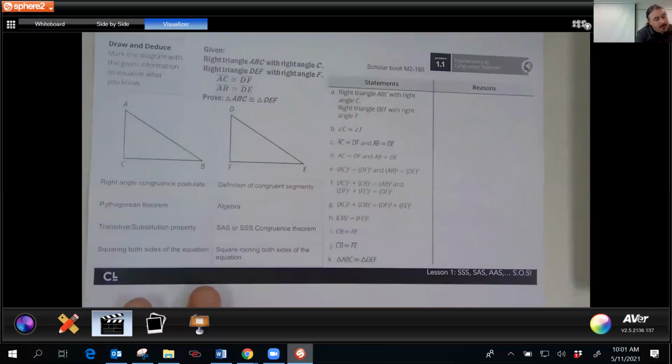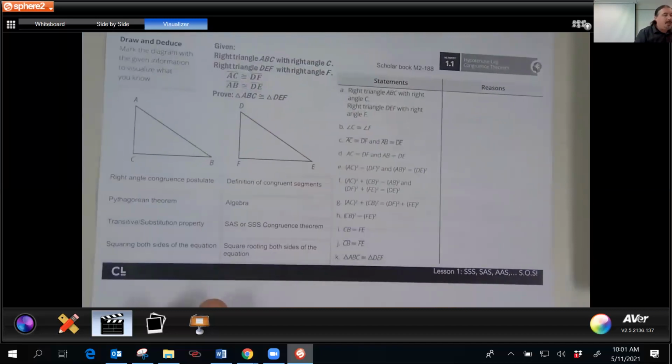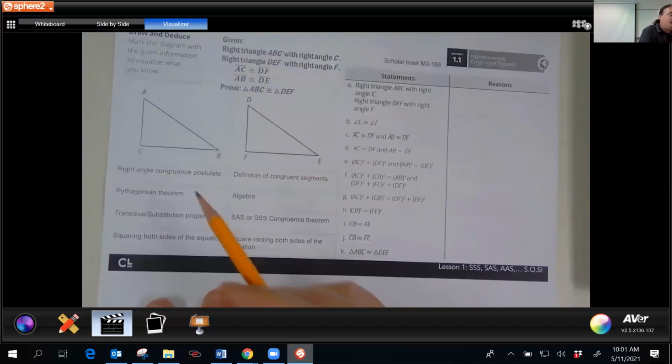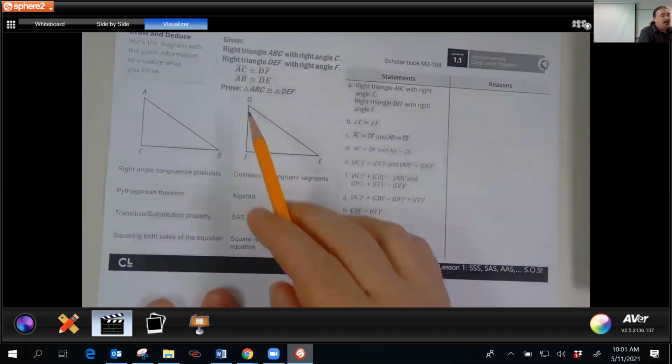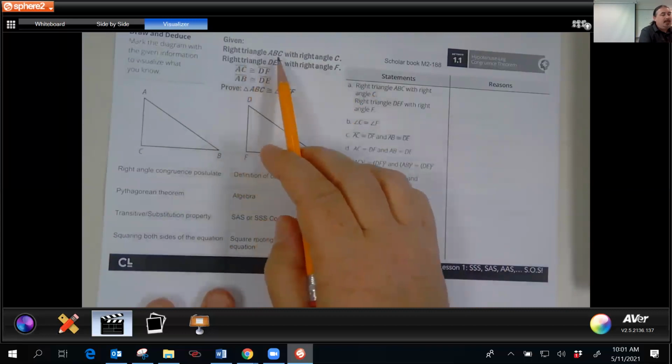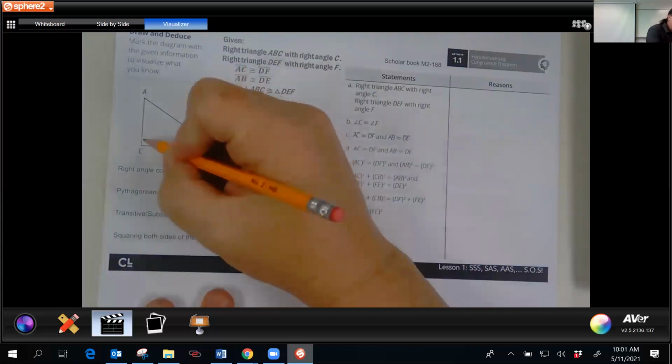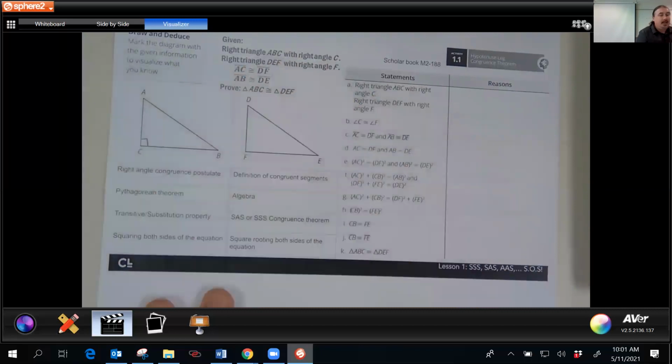If you don't remember, I'm going to stress it one more time. Make sure you mark up your triangle if it's not already marked up, and if it is marked up, double check. So what does it mean that right triangle ABC with right angle C? Well, that this angle right here is a 90-degree angle.